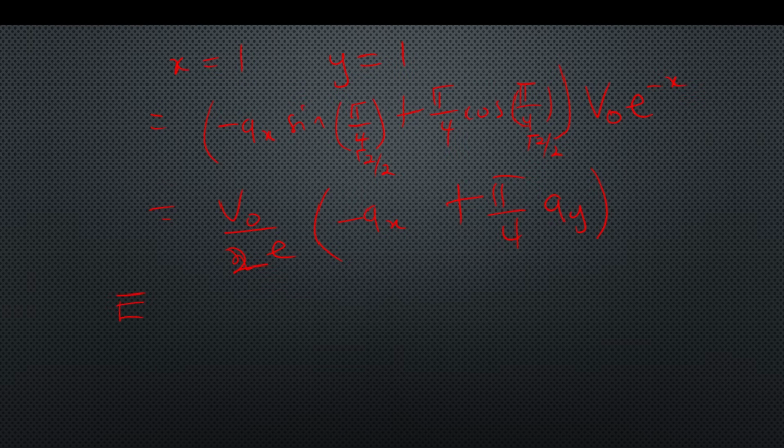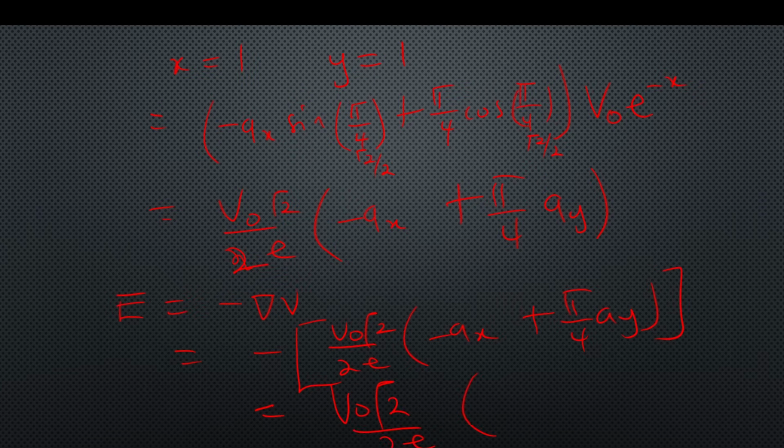Right. Now we know our E is negative gradient of V. So I'm just going to apply the negative. So what do we have? V naught, sorry, there is root 2 here. Root 2 on 2 e a_x minus pi on 4 a_y.